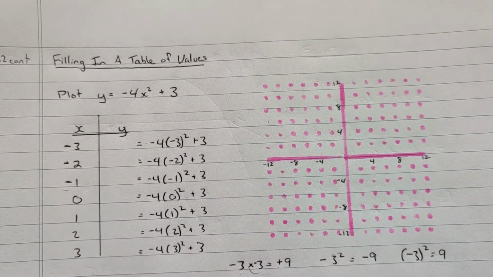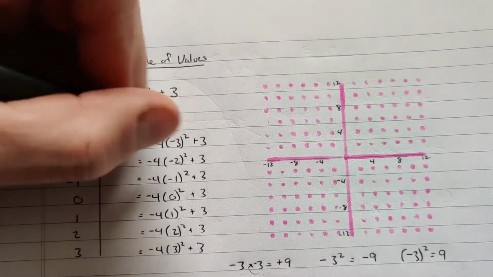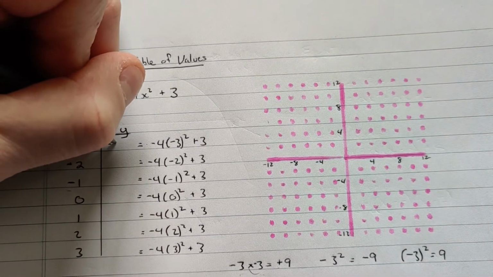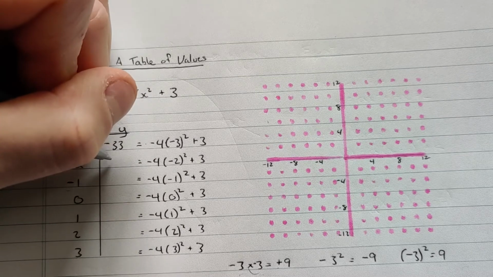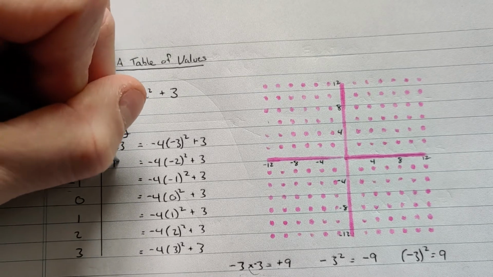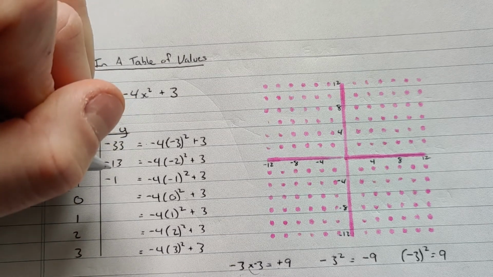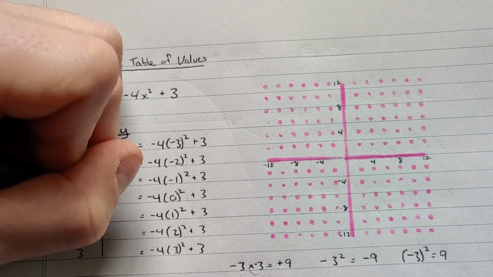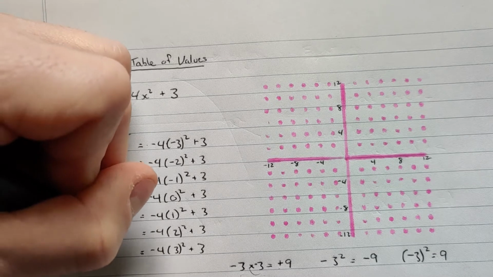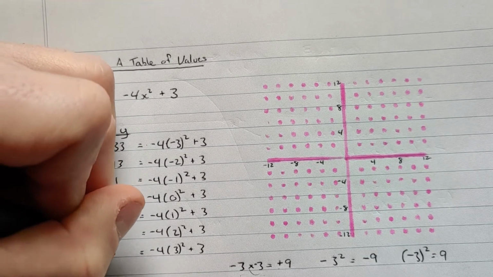So when we calculate those, put those in your calculators or whatnot. If you don't have that, your phone or computer, and tabulate all those, you're going to get negative 33, negative 13, negative 1, 3, negative 1, negative 13, and negative 33.